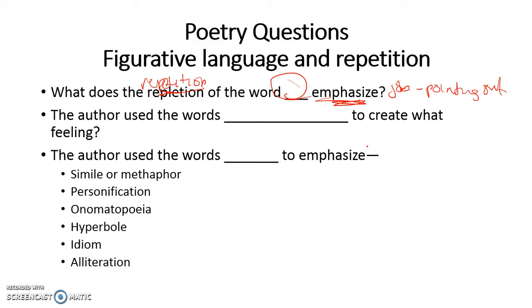So you've got to go read those words, but you also need to go back and read other words around it to know what the feeling is and why those words create that feeling. Now, the author uses words blank to emphasize. Now, sometimes they will do, again, point out, what is its job, what is it pointing out? But you've got to watch out for these.